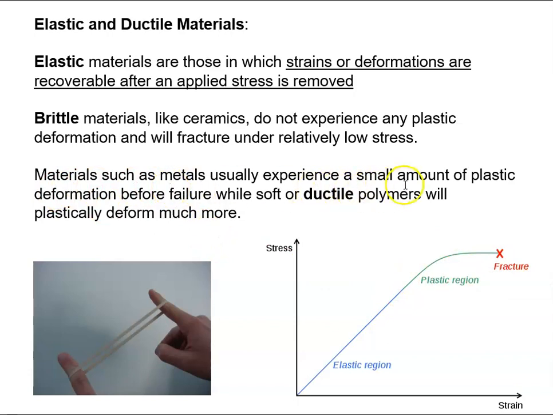Materials such as metals usually experience a low amount of plastic deformation before failure, while softer ductile polymers will plastically deform much more. So rubber bands, I was thinking about rubber tires. Rubber tires take a real beating. They might not be the strongest material, but they are very, very ductile, and so they have a kind of endurance. They don't just snap and break typically. Sometimes they blow out, but they could also take a lot of damage before finally going under certain circumstances.